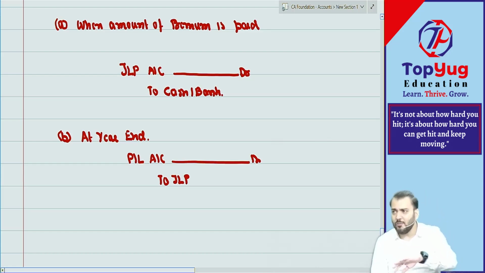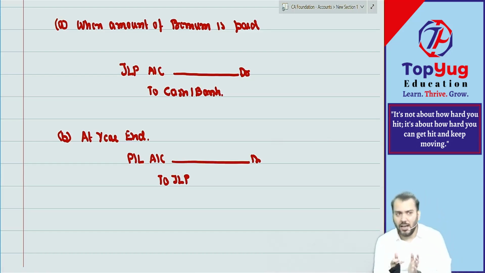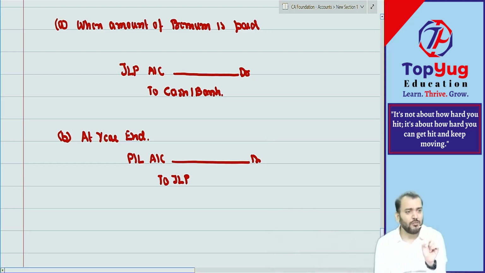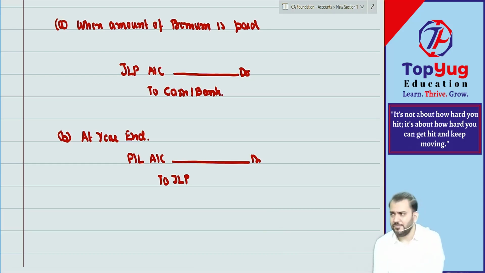And can I say every year we will pass this journal entry? Every year we will pass this journal entry, right? Say yes or no. My question to you all: if you pass this journal entry, what amount of JLP will appear in the balance sheet? I hope you are understanding what I am saying. Suppose you are passing these two journal entries every year. What amount will appear in the balance sheet?